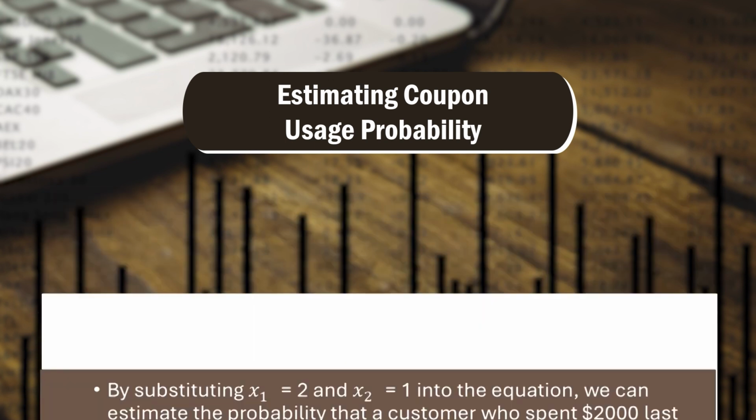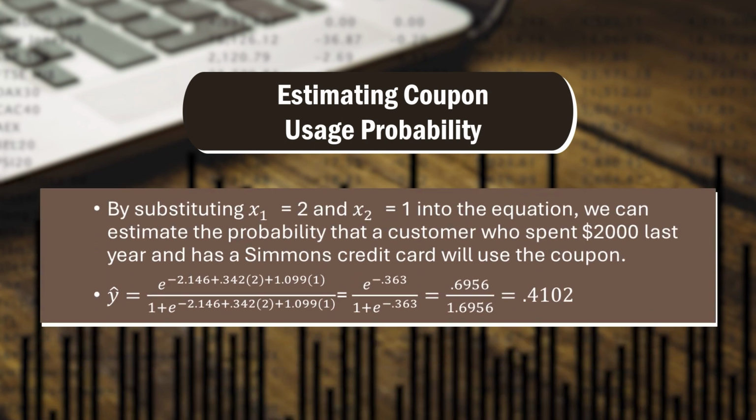0.1882. And if we substitute x1 as 2 and x2 as 1 in place of 0, now we are putting 1 for x2. What we are trying to do is find the probability that a customer who has spent $2,000 last year, and who also has the Siemens credit card, will use the coupon, right?